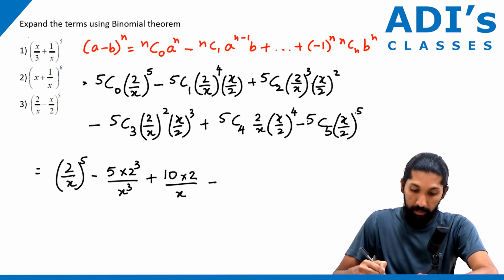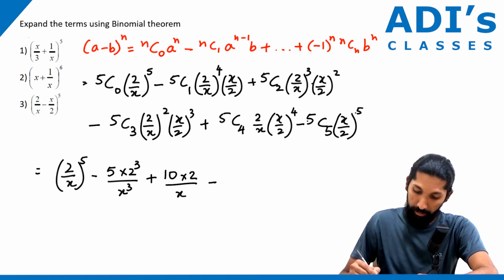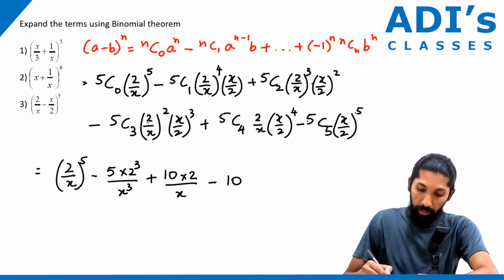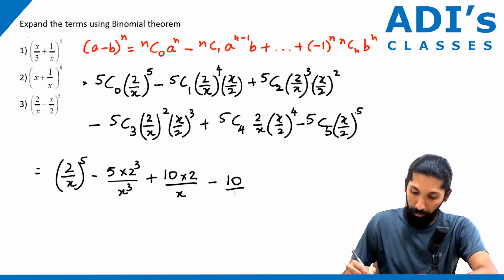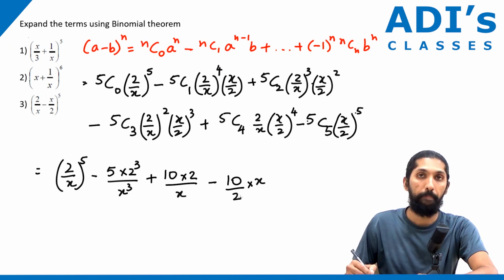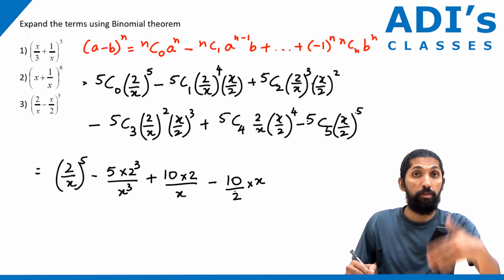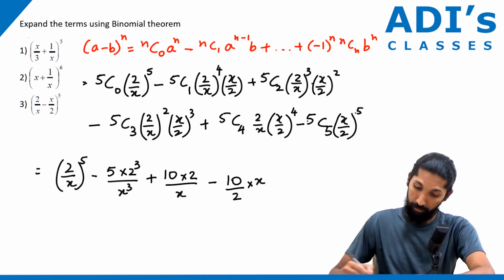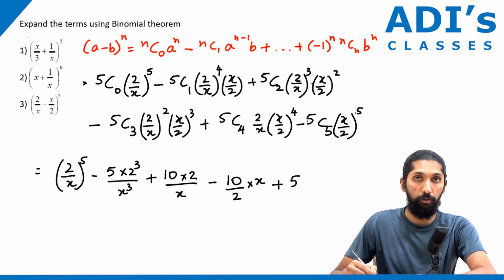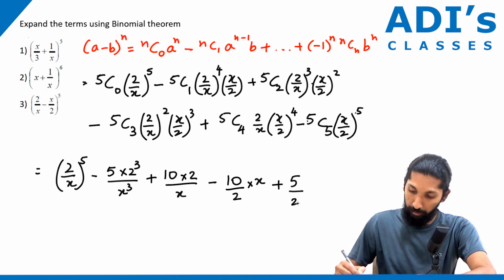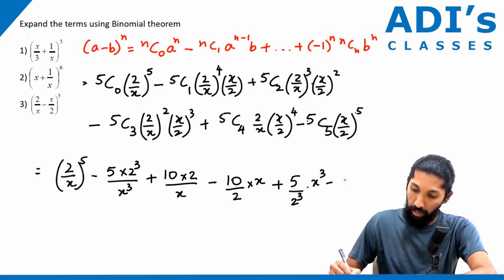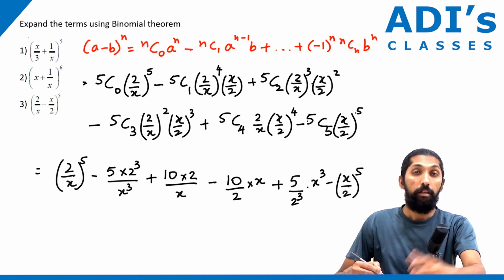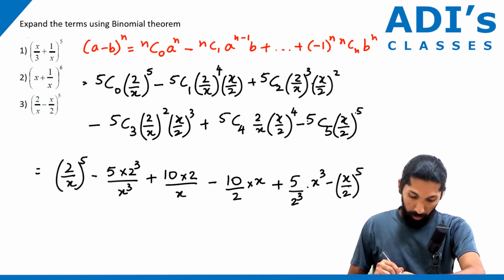Minus 5c3 is the same as 5c2, which is again 10. 10, 2 square by 2 cube. So divided by 2 into x. X cube by x square, right? Remember to simplify this properly. Plus 5c4 is 5 into 2 by 2, 2 to the power of 4, which is 2 cube. So 5 by 2 cube into x cube minus x by 2 whole to the power of 5. Here you need to further simplify.